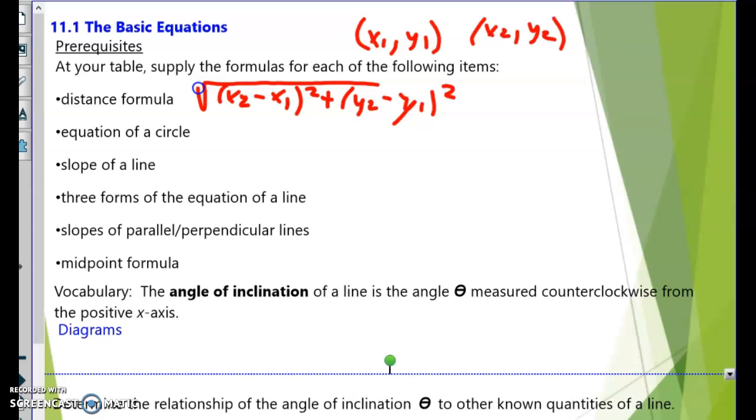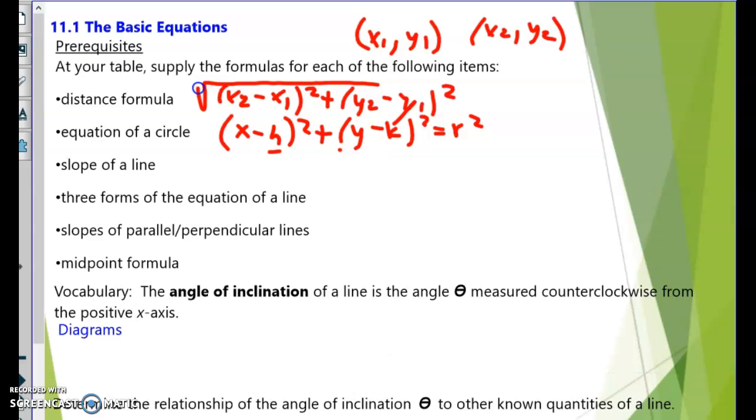The equation of a circle, x minus h squared plus y minus k squared equals r squared, where the point h, k is the center of the circle. The slope of a line using the same points as above, y2 minus y1 over x2 minus x1.